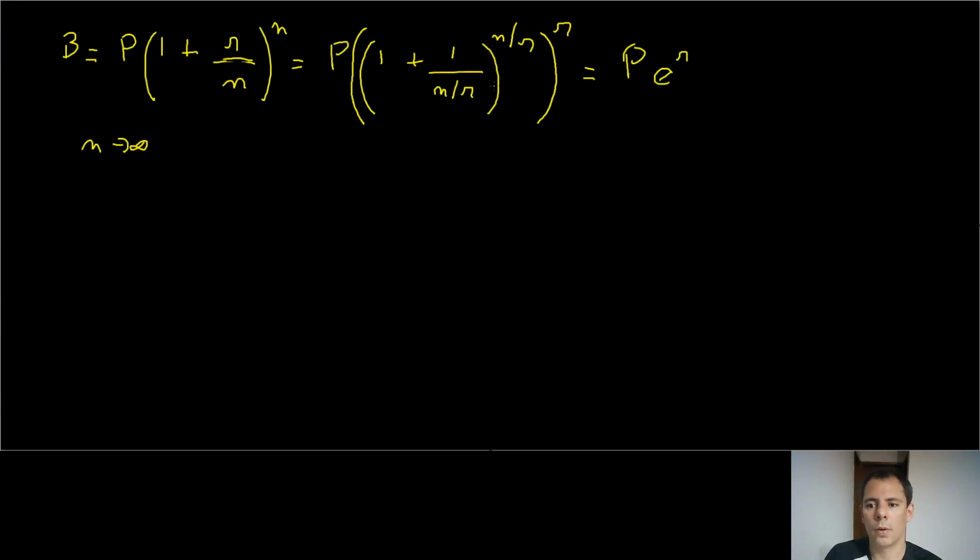So if 1 plus 1 divided by n, to the n, as n approaches infinity equals e, if you put an r here, this is e to the r. If you put a k here, it's e to the k.